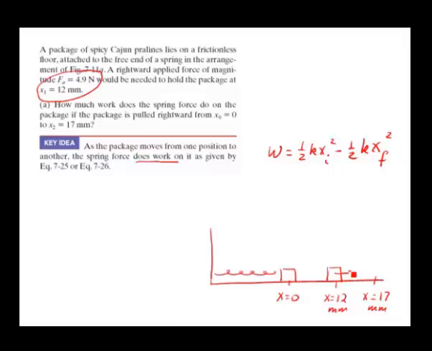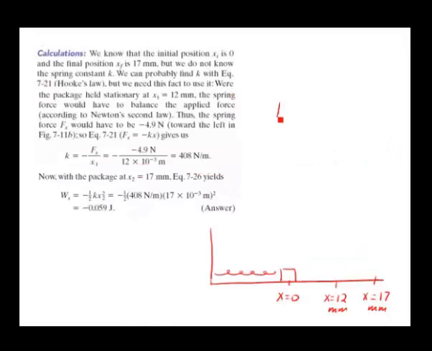We need to apply a force to the right. So that would be 4.9 newtons. In order to offset that force from the spring, which must be in the opposite direction, negative 4.9. Now if I take that spring and we can find the spring constant from that information.